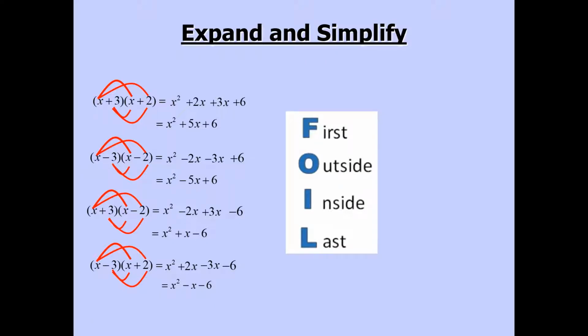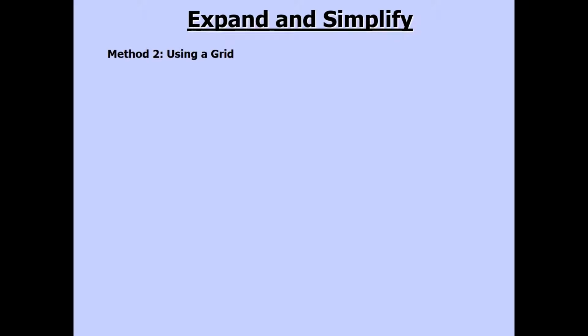Pretty easy to use. You can draw the arrows, and each time you draw the arrows, multiply them, and your final answer should be the one without any brackets. So the goal is to remove the brackets by multiplying everything inside the first bracket with everything inside the second bracket. We'll look at the second method using a grid.